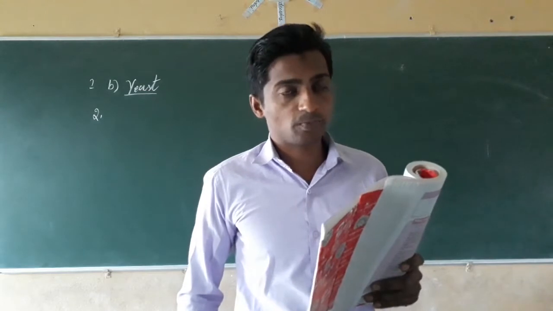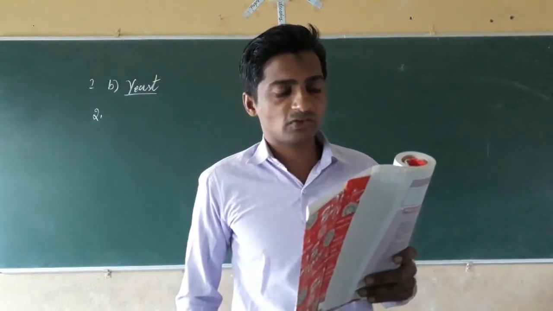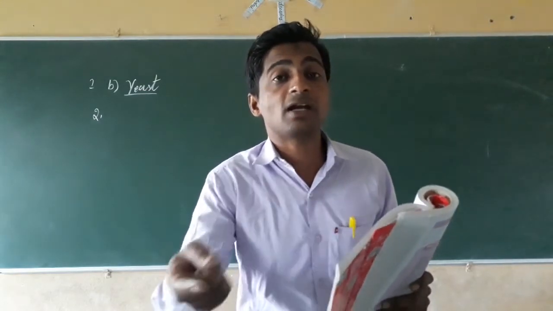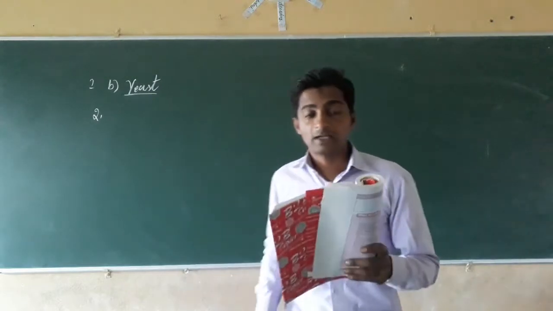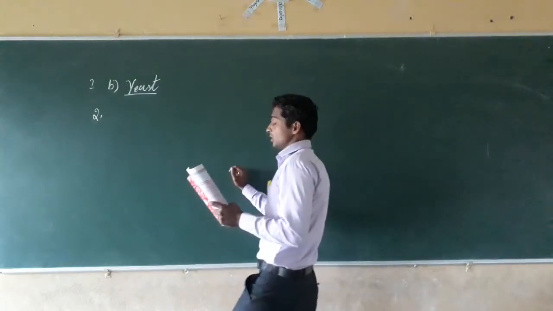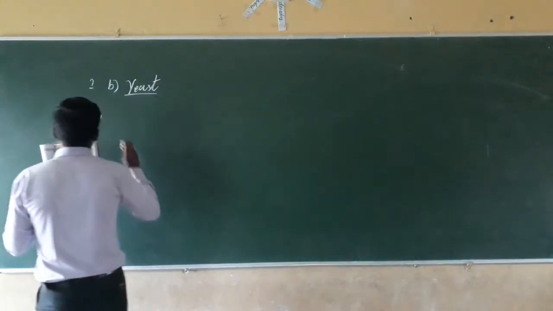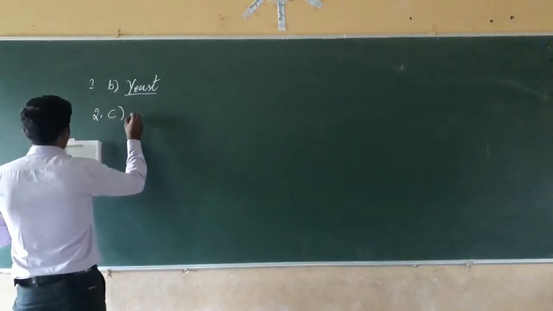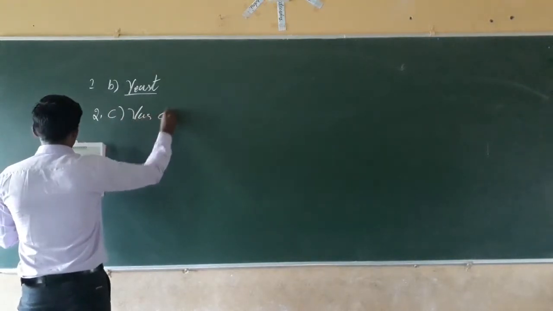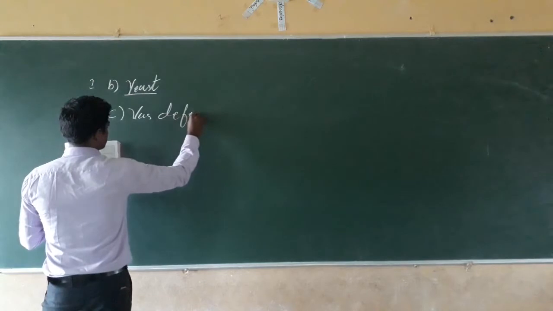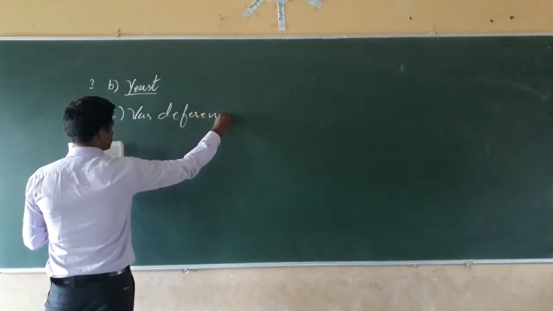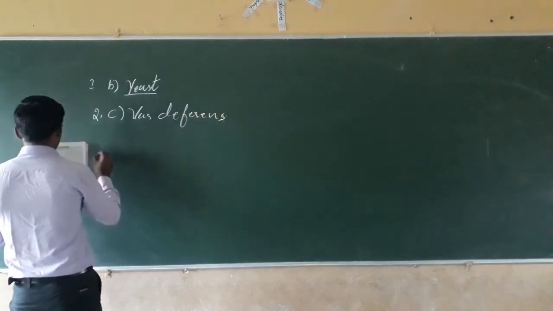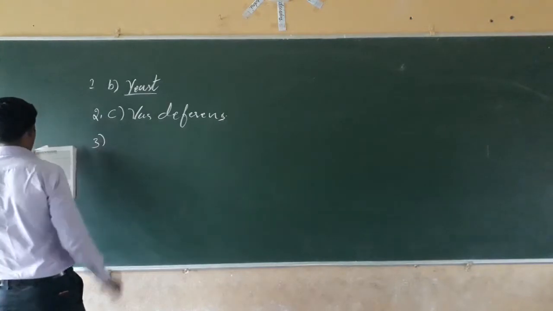reproductive system, fallopian tube is a part of female reproductive system, vas deferens is a part of male reproductive system. They are asking which is not, so the correct answer is option C, that is vas deferens. Vas deferens.